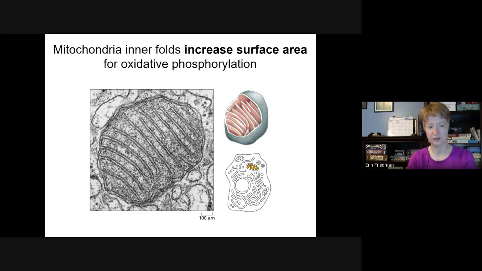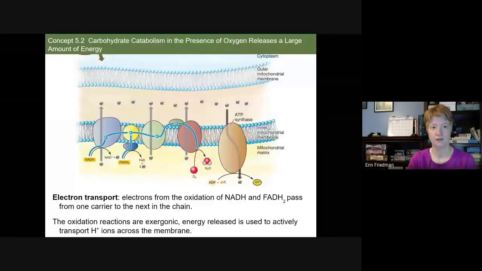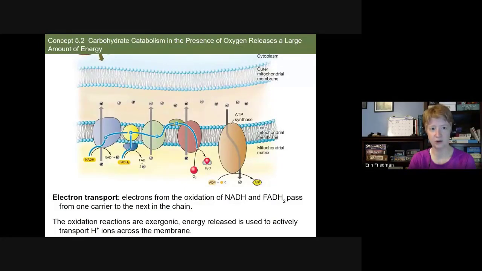All right, so we've got this relationship between structure and function now. We've got folding of the membrane, which increases its surface area and gives more places for these reactions to happen, because the more space we have to do this, the more ATP we can make. So this is the electron transport chain. And again, this bottom membrane is the inner mitochondrial membrane.